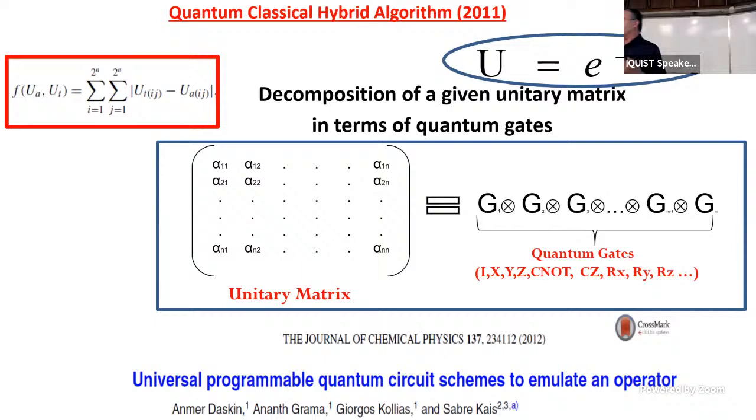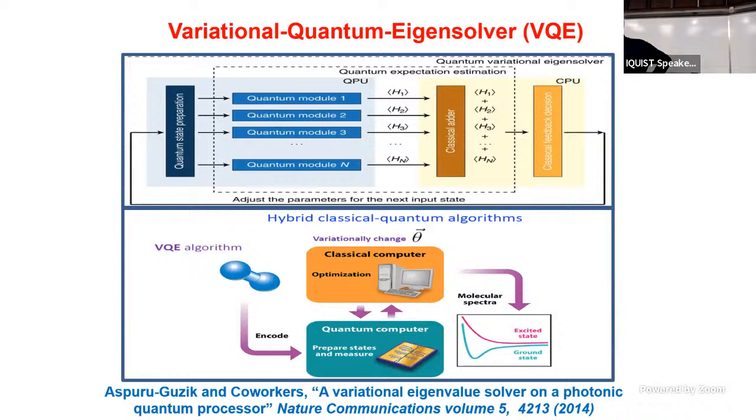And now we see we have VQE, where you write your wave function as an ansatz and the parameters minimize a cost function, which is the expectation value of the Hamiltonian.